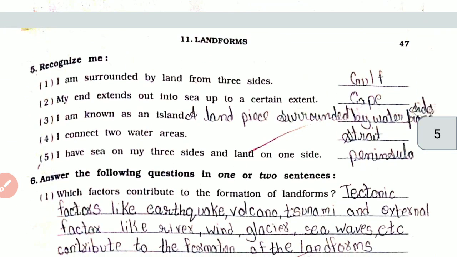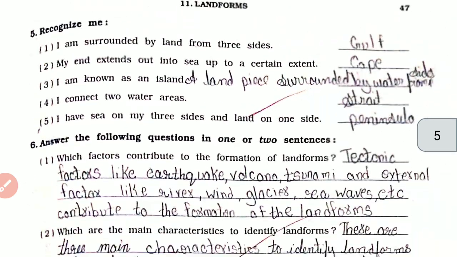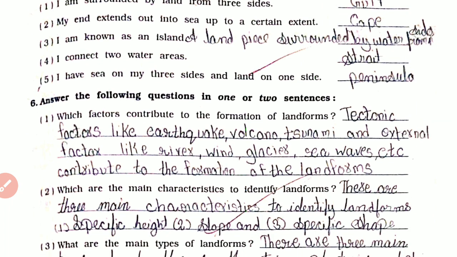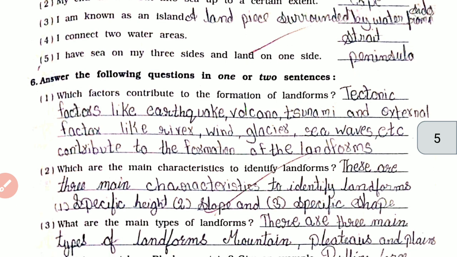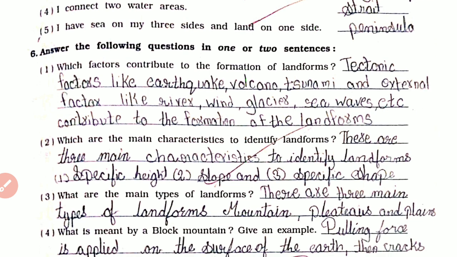Question number 5, recognise me. Number 1, I am surrounded by land from three sides: Gulf. Second number, my end extends out into sea up to a certain extent: Cape. Third number, I am known as an island, a land piece surrounded by water from three sides. Fourth number, I connect two water areas: Strait. Fifth number, I have sea on my three sides and land on my side.